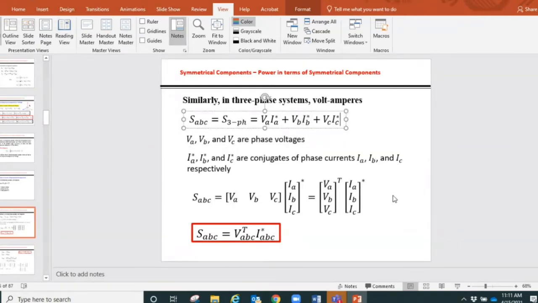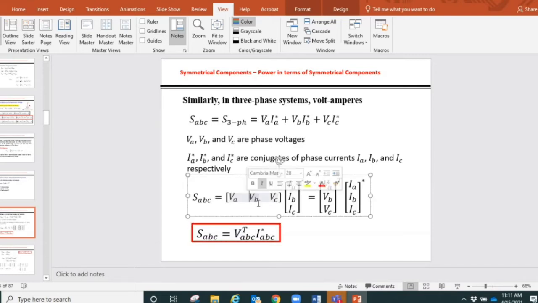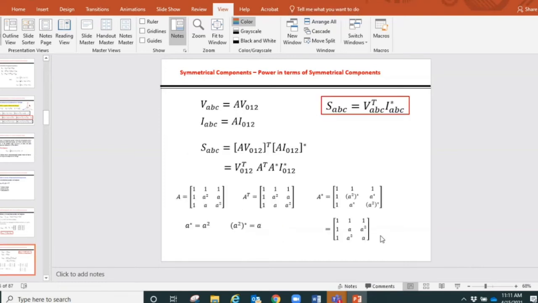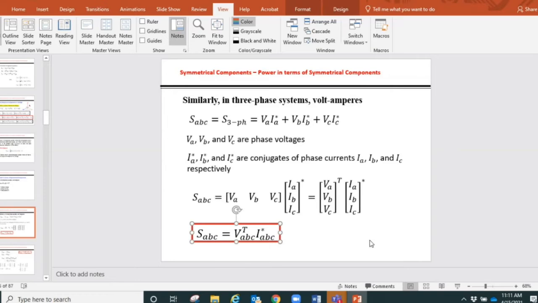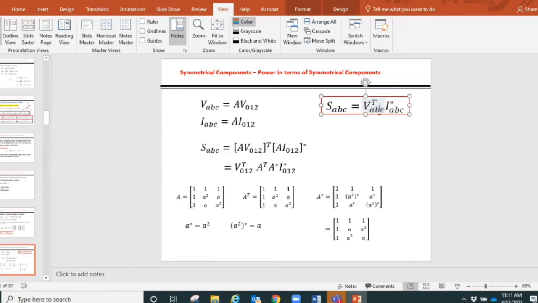We cannot mix them. So when we have this equation written, we can simplify it and it will become like this. VABC, IABC conjugate, and then we can transpose them and write it in this manner. The simplified manner is like this: VABC transpose and then IABC conjugate. But from there, if we take our equations back and relate it to this equation in the previous slide, then we'll get to this, VABC.